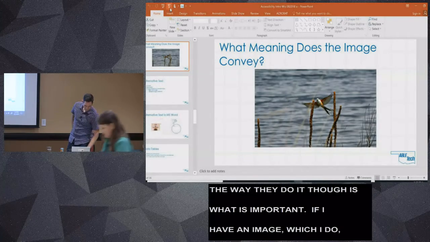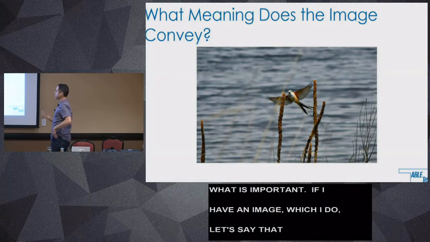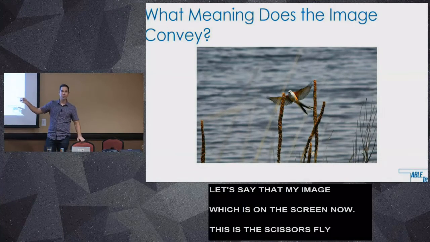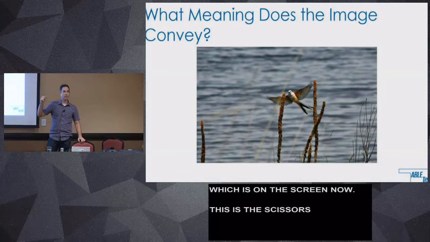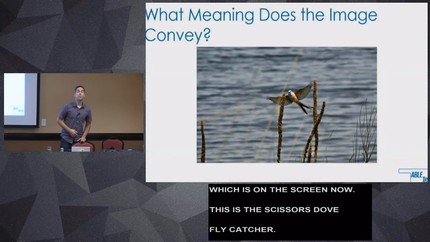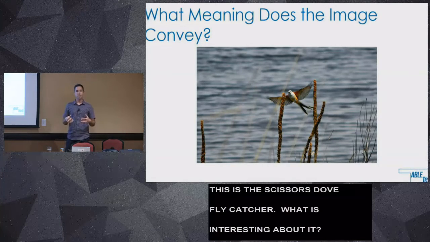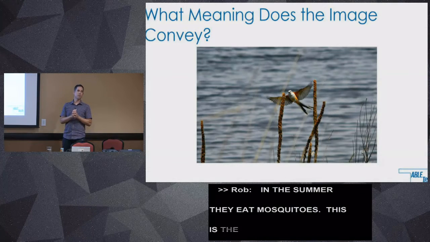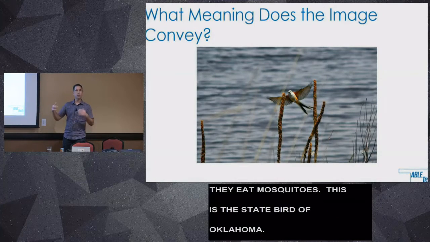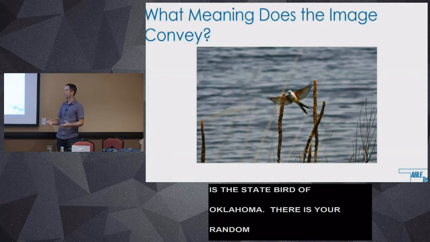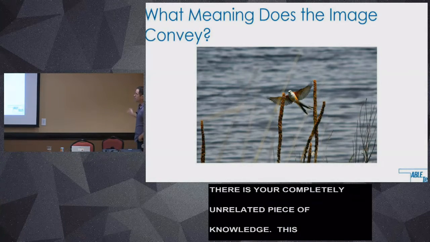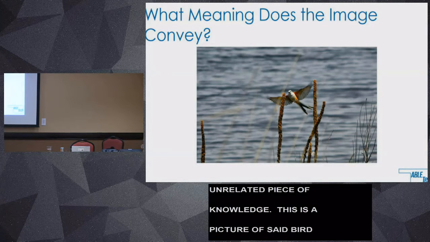let's say that my image is what's on screen now, which is a scissortail flycatcher. Anybody know a piece of Oklahoma-related trivia about the scissortail flycatcher? I kind of almost gave it away. Yes? I'm sorry? They do eat flies. In the summer, this time of year, they eat mosquitoes, so we love them. It's the state bird of Oklahoma. There's your random piece of knowledge. Beyond my word trick that I did earlier, there's your other completely unrelated bit of knowledge. The scissortail flycatcher is the state bird of Oklahoma. This is a picture of said bird flying up to some reeds at the side of a lake.